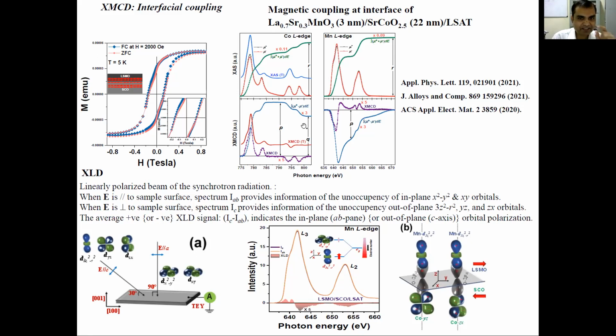Just by looking at the XMCD signal of cobalt and manganese together. If you look at this cobalt signal, here it is positive, whereas the manganese signal is negative. So that means the cobalt moment is acting opposite to the manganese moment. At the interface, these two ferromagnetic layers are interacting antiferromagnetically, and that gives rise to the unusual exchange biasing present in the system. That is another very crucial piece of information one can get as far as magnetic heterostructures are concerned.